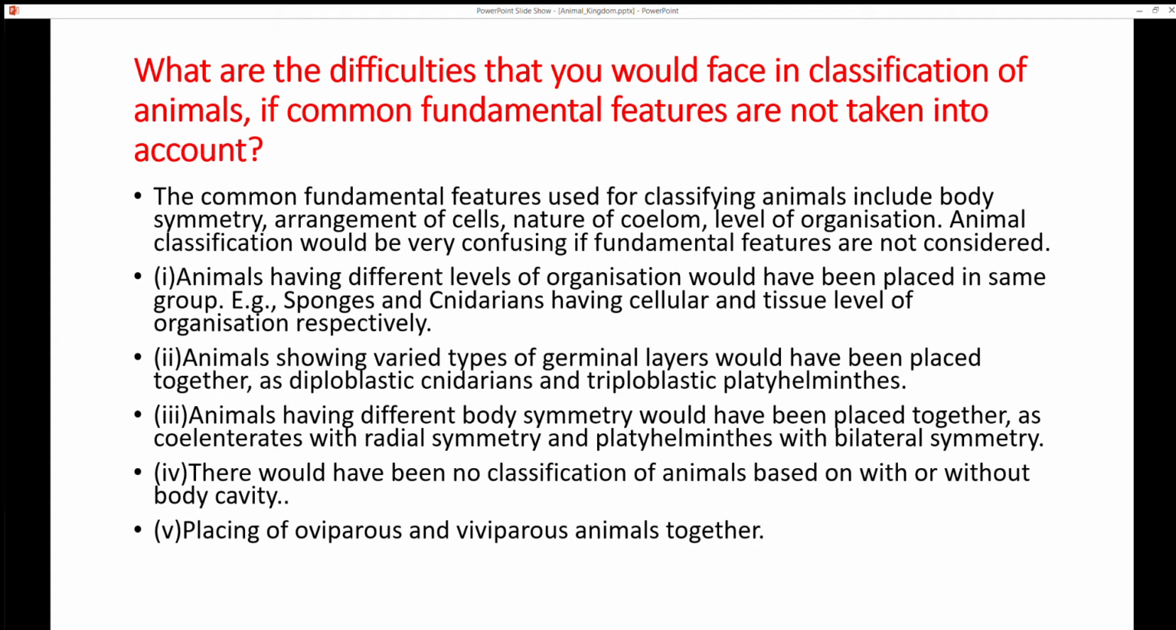There would have been no classification of animals based on with or without body cavity. Oviparous and viviparous animals would be placed together. Oviparous are egg-laying animals, from egg directly to individual, or viviparous, milk-giving animals which do not have an egg outside, and larva and all.